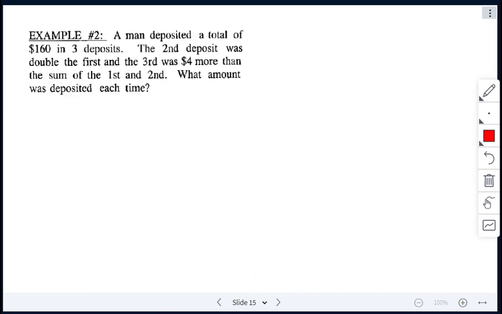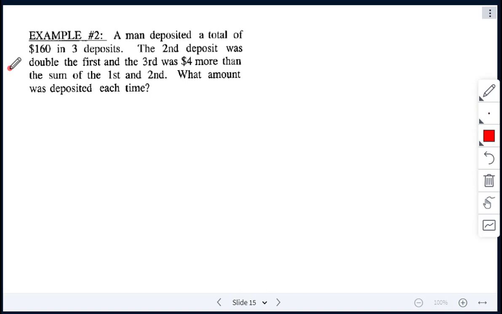All right, so our next example. A man deposited a total of $160 in 3 deposits. So in this one, we know the total. It's given to us. The second deposit was double the first, and the third was $4 more than the sum of the first and second. What amount was deposited each time?